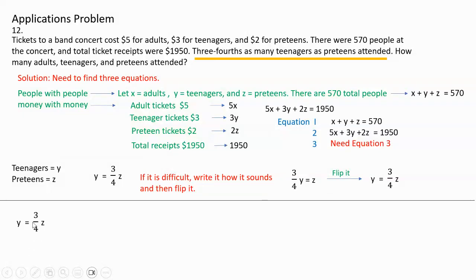Okay, but now since we don't want to use fractions, right? Because most people are scared of fractions, most students. That's from experience. So to eliminate the fraction, I multiply both sides by 4. That will give us 4y equals 3z, right? But the x, y, and z have to be on the left side, so we subtract 3z from both sides. That's equation number 3.